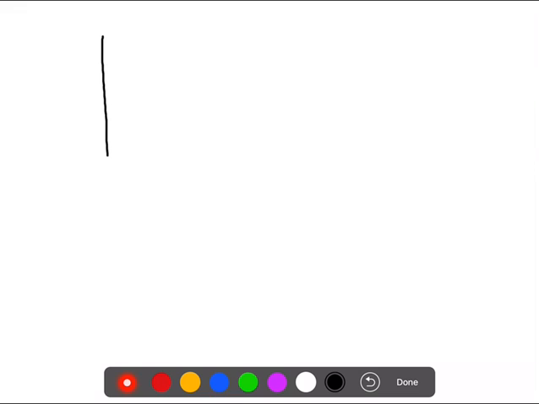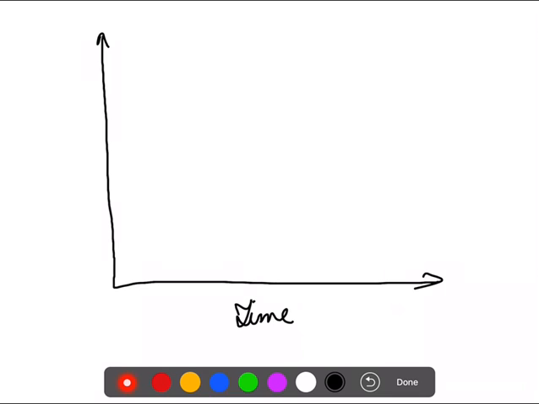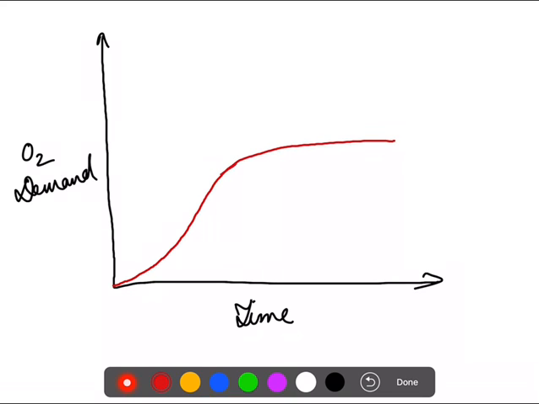Okay, so this is your graph, this is time, this is oxygen demand. Sometimes what may happen is that from this point the graph can be like this also. Why is this the case? It's not always, it can be sometimes.